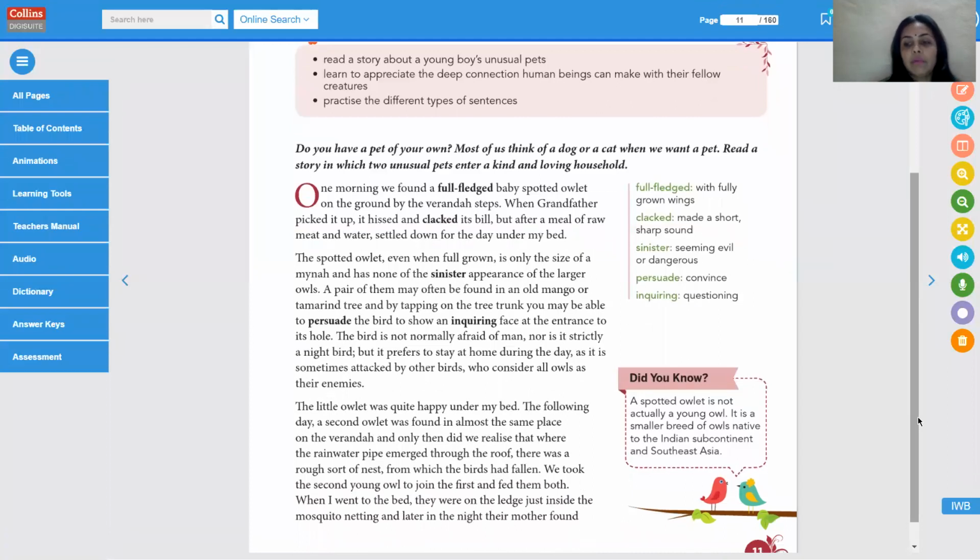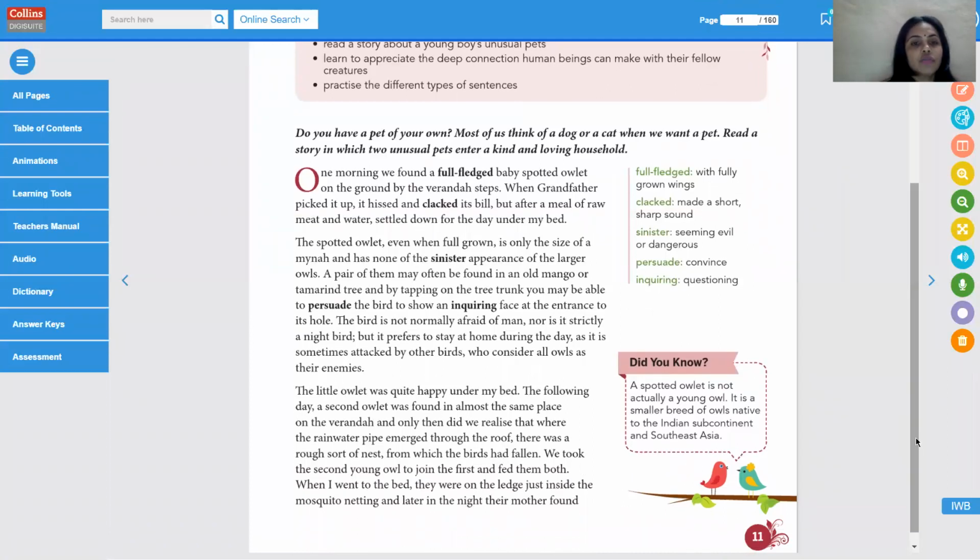I hope we would be able to finish this one page today, or maybe more. Okay, let's start.